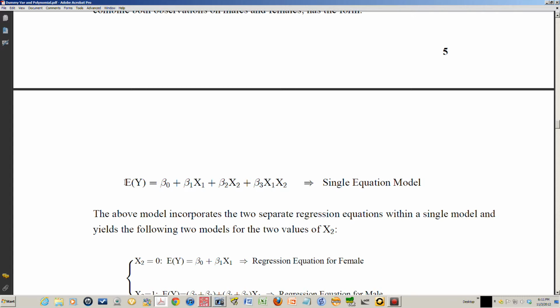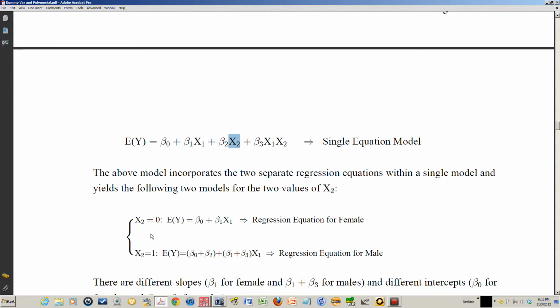Now, by just looking at this equation, I can come up with two separate equations, one for male and one for female, as long as I insert the value of that dummy variable into the equation twice, one for female, the other time for male. So here I show you that. Here if x2 equals 0, you see x2 is a dummy variable, it is 0. Then beta 2 x2 and beta 3 x1 x2 would go away, because these become 0. So that's the equation, we call it the regression equation for female.